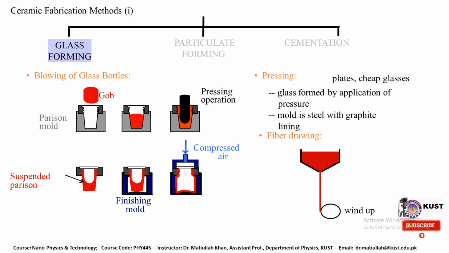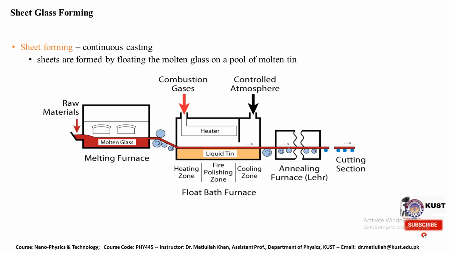For pressing, we use plates, and cheap glass is formed by application of pressure. The mold used is steel with graphite lining. We also have fiber drawing. We have sheet glass forming, which is another way to produce glass.